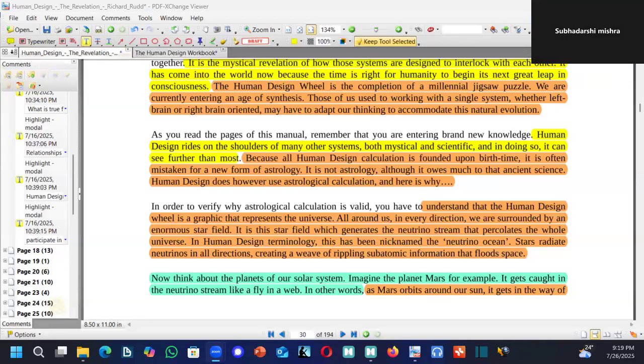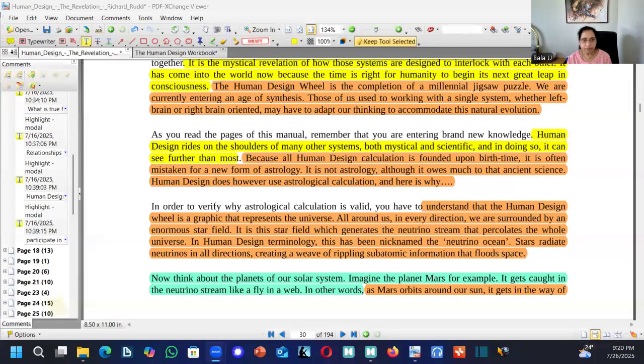In order to verify why astrological calculation is valid, you have to understand that the human design wheel is a graphic that represents the universe. All around us, in every direction, we are surrounded by enormous star field. It is this star field which generates the neutrino stream that percolates the whole universe. In human design terminology, this has been nicknamed the neutrino ocean. Stars radiate neutrinos in all directions, creating a weave of rippling subatomic information that floods the space.